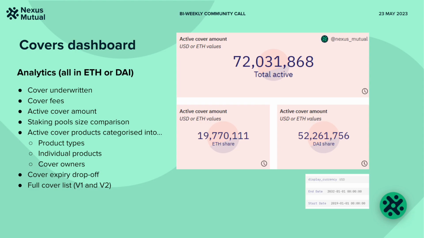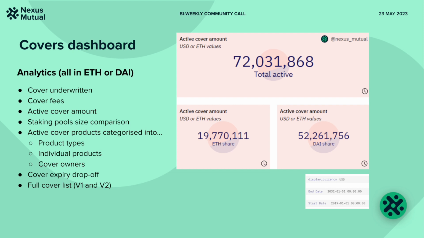There's a lot of great breakdowns. You can find active coverage on there, but even more, you can see how much cover has been underwritten since the mutual launched in 2019. It goes over the total cover fees earned, and there's a breakdown by asset. So for total cover underwritten, you can see the value that's been underwritten in ETH and DAI. For the total cover fees earned, you can see the breakdown between DAI, ETH, and NXM.